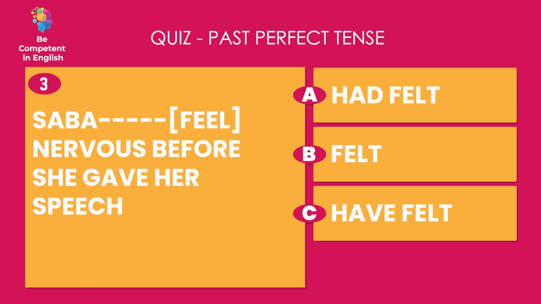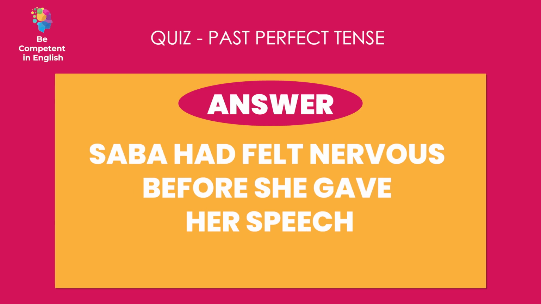Number 3. Sabah felt nervous before she gave her speech. The options are A. Had felt, B. Felt, C. Have felt. Correct answer A. Had felt. Sabah had felt nervous before she gave her speech.